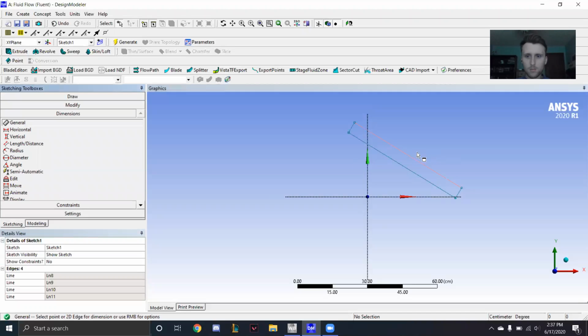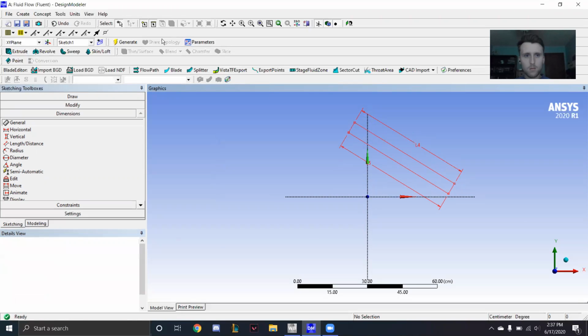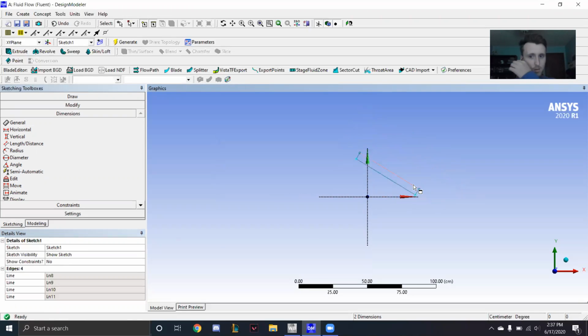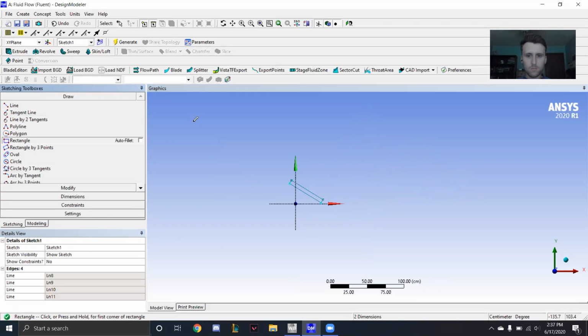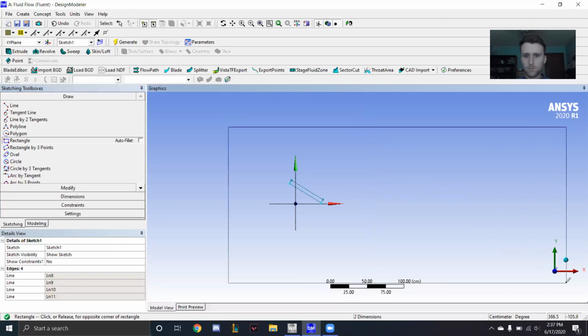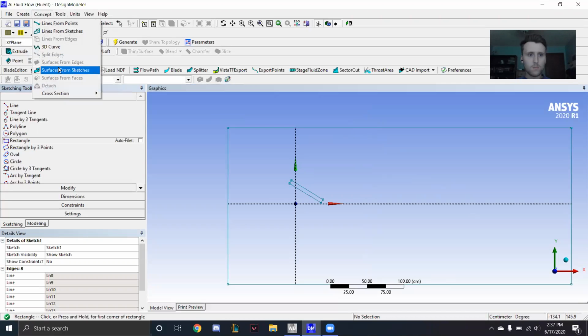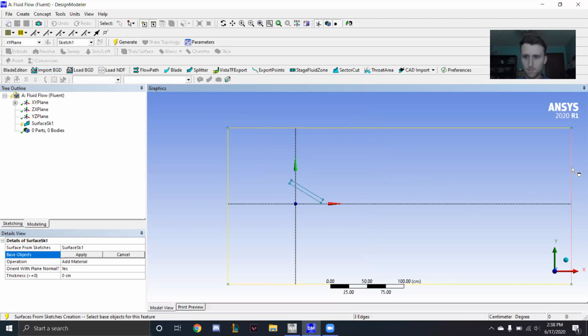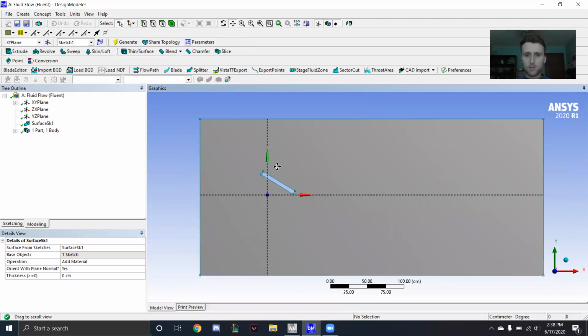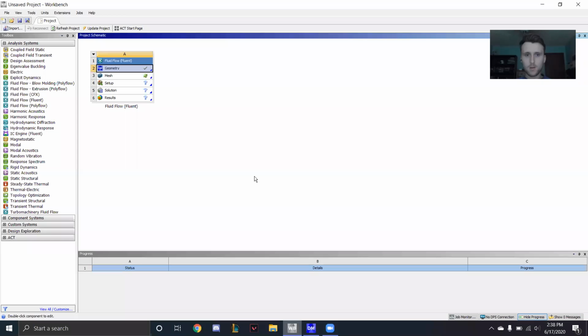So let's just double check. This should be 50. So both of these are 50, I believe. Yep. Okay. Perfect. All right. So there's our surface and our plate in there. So let's do our meshing.